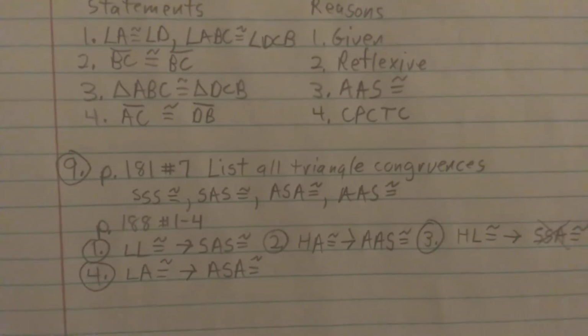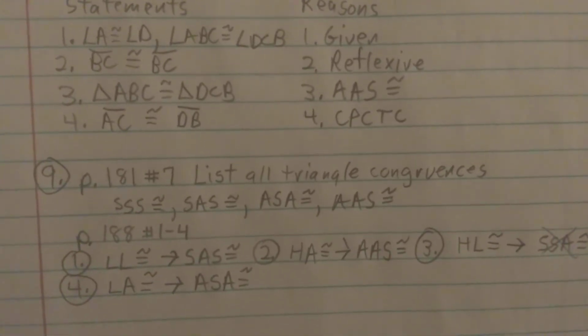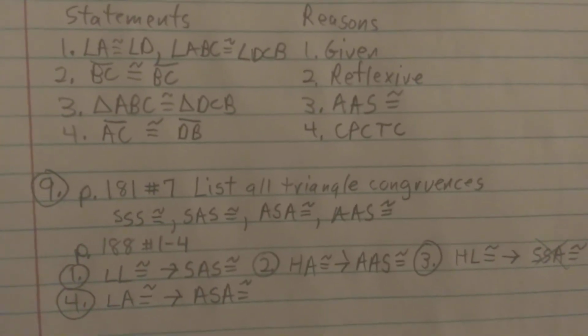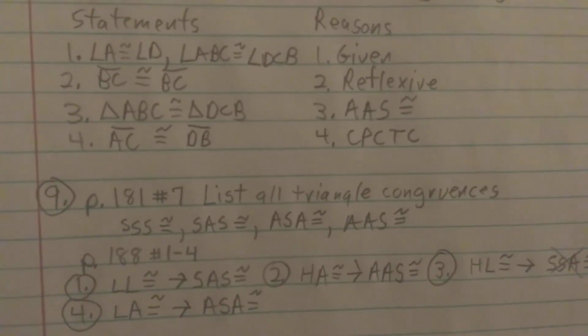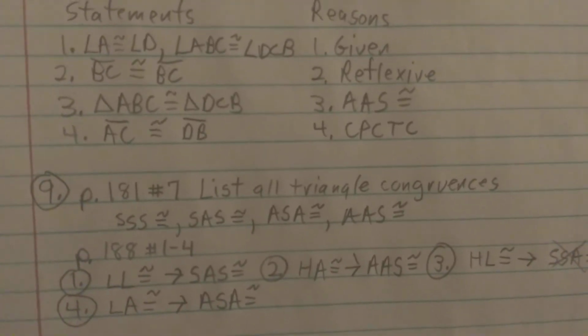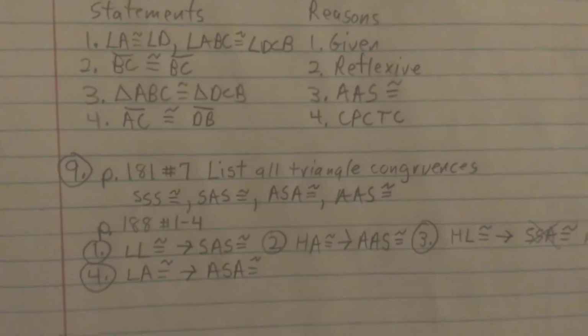Now page 181, number 7 is part A. List all the triangle congruences for non-right triangles, and that's side-side-side congruence, side-angle-side congruence, angle-side-angle congruence, and angle-angle-side congruence.